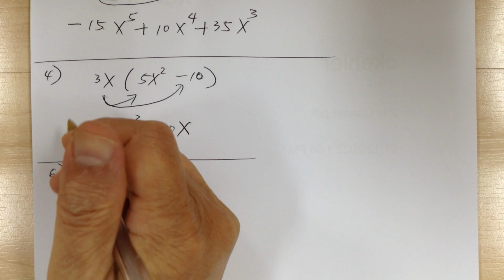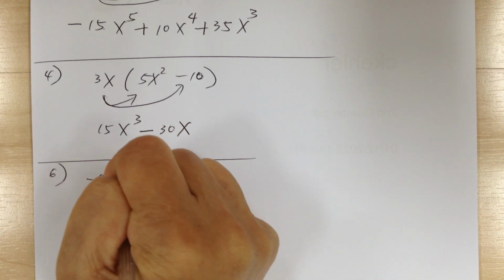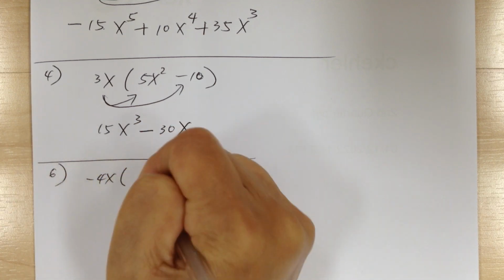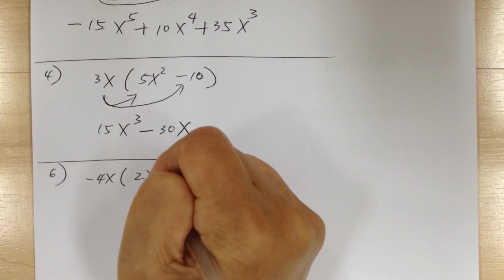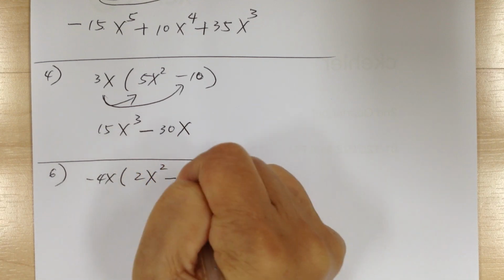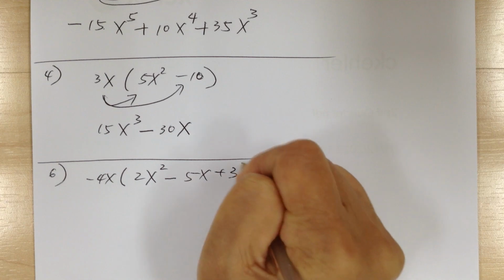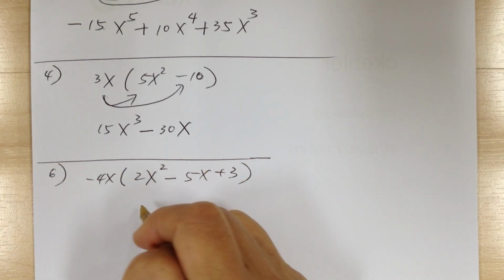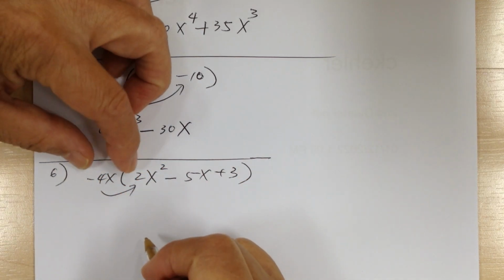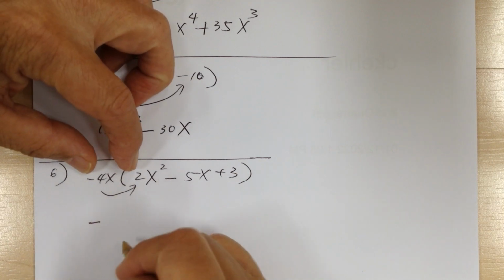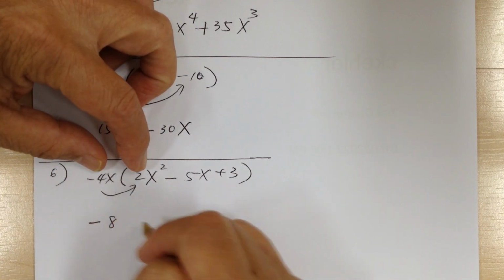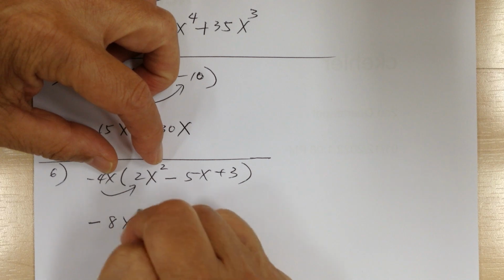Okay, number 6, you have negative 4x times 2x squared minus 5x plus 3. Again, distribute. So sign, negative times positive gives you negative. Number, 4 times 2 is 8. Alphabet, x times x squared is x to the 3.